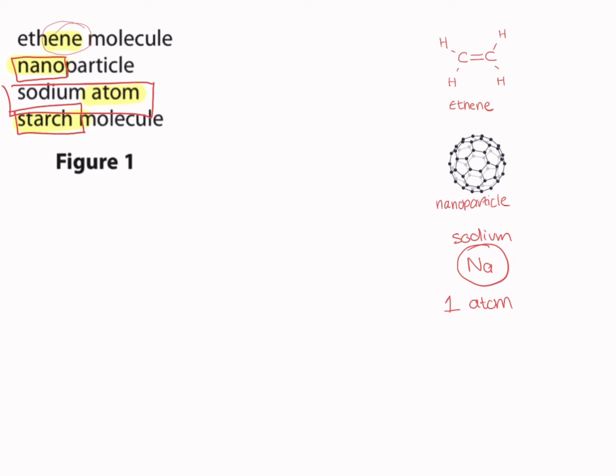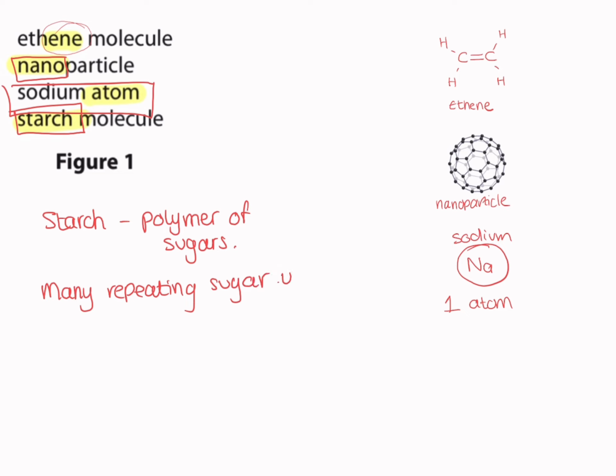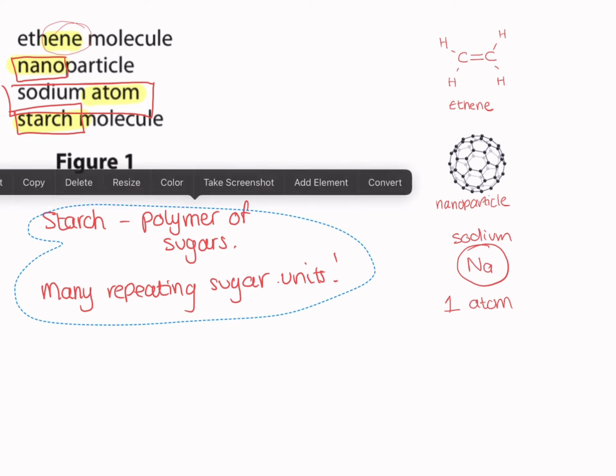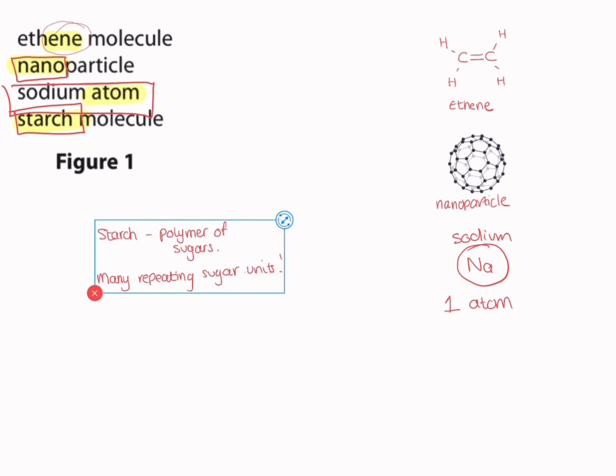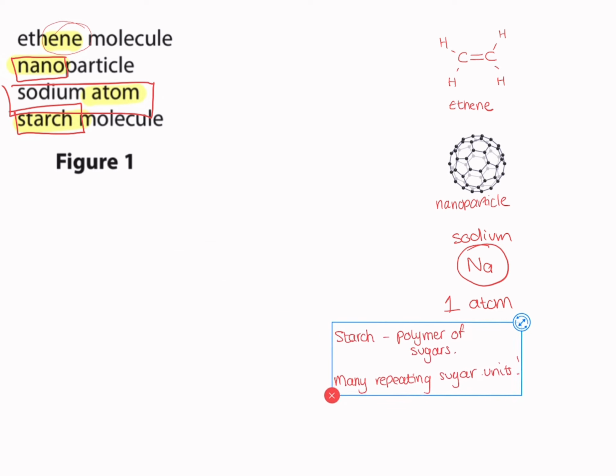Then lastly, we have our starch molecule. This is actually referring a little bit to biology as well. Starch is polymers of sugar units. Remember, polymers are anything that has a repeating unit over and over again. So starch is just the polymer of sugar. Unlike the nanoparticle, starch isn't quite hundreds of units, but it is more than ethene and sodium.